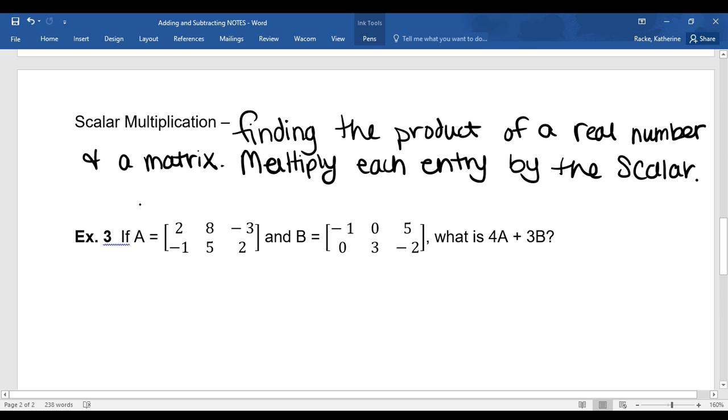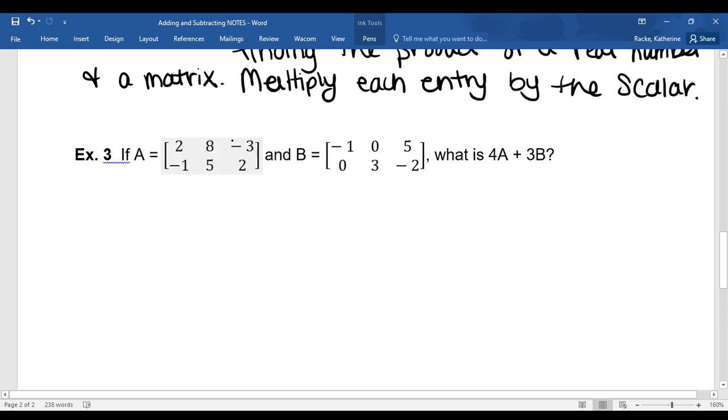Okay, so it says in example 3, if A is this 2 by 3 column and B equals this 2 by 3 column, what is 4A plus 3B? So what you would have to do here first is take 4 and multiply everything in your A by 4.